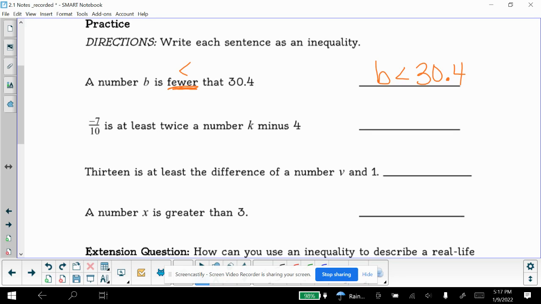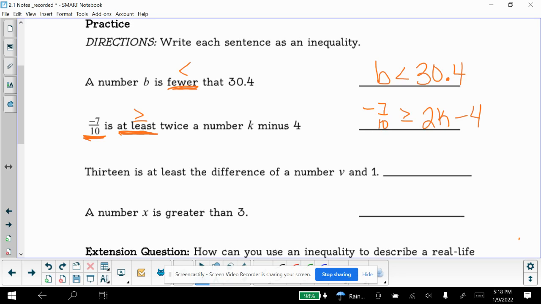Second one: -7/10 is at least. At least meant that something had to be that number or bigger, right? At least was that one where we talked about going to buy Mrs. MC a gift that's $10 or greater, so it's at least $10. So that is one where we talk about greater than or equal to. Greater than or equal to is our at least. And then we're looking at the two things that are being compared. So we've got -7/10 is at least twice a number k, so 2k minus 4.